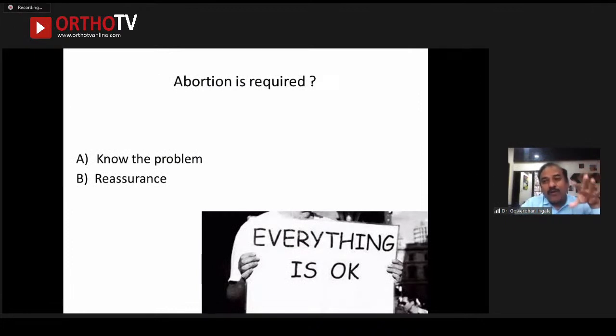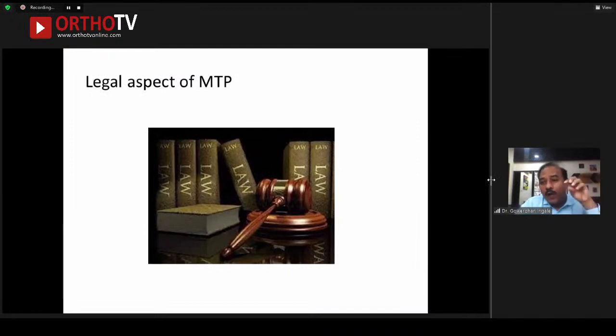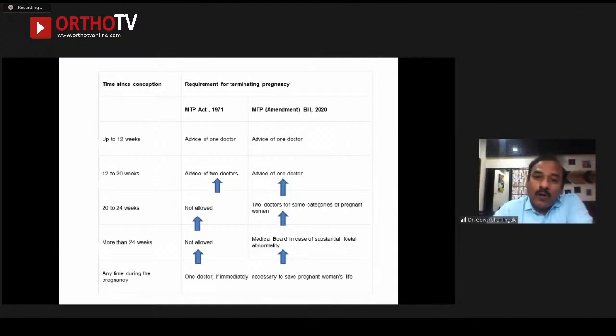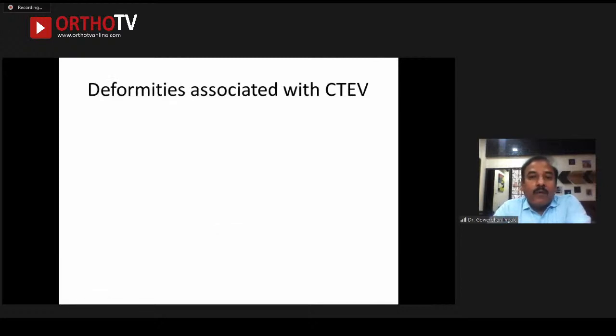If abortion is needed, there is the legal aspect of medical termination of pregnancy, that is MTP, in today's Indian law. The MTP bill amendment has been done recently in 2020, which has changed things. Initially, after 20 weeks the MTP was not allowed, but now it is allowed from 20 to 24 weeks with the consent of a proper medical board, and after 24 weeks also, if it is really a fetal abnormality, then it can be done. These are a few changes in the MTP amendment done by the government of India.